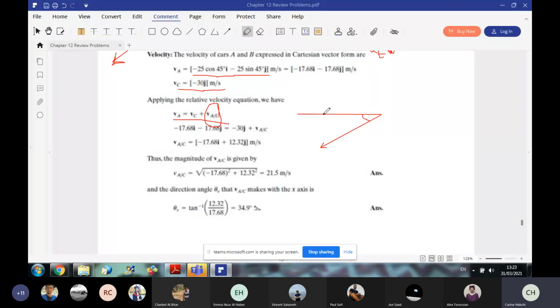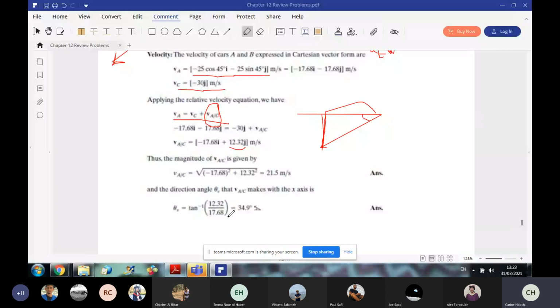y component over x component. Okay, because this length is 12.32 and this length is 17.68. So the angle theta will be tangent minus 1 of 12.32 over 17.68. Okay. Now, after this, I will calculate now the relative acceleration.